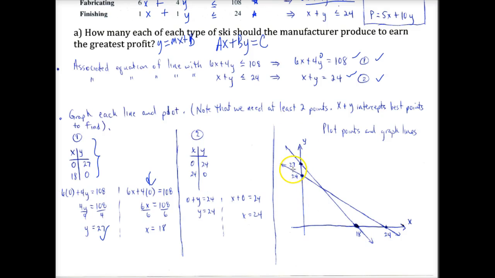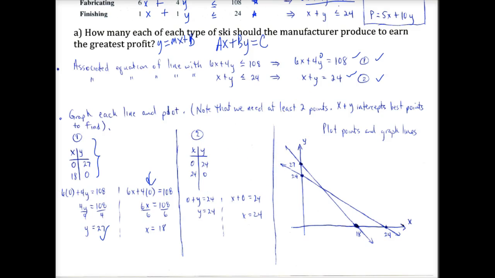Okay. So similarly, we have the same thing with equation 2. Of course, plug in 0 for x, get y is 24. Plug in 0 for y, get x is 24. So I have the 2 points (0, 24) and (24, 0), which are here and here respectively. Okay. So now as far as that is concerned, we're good.